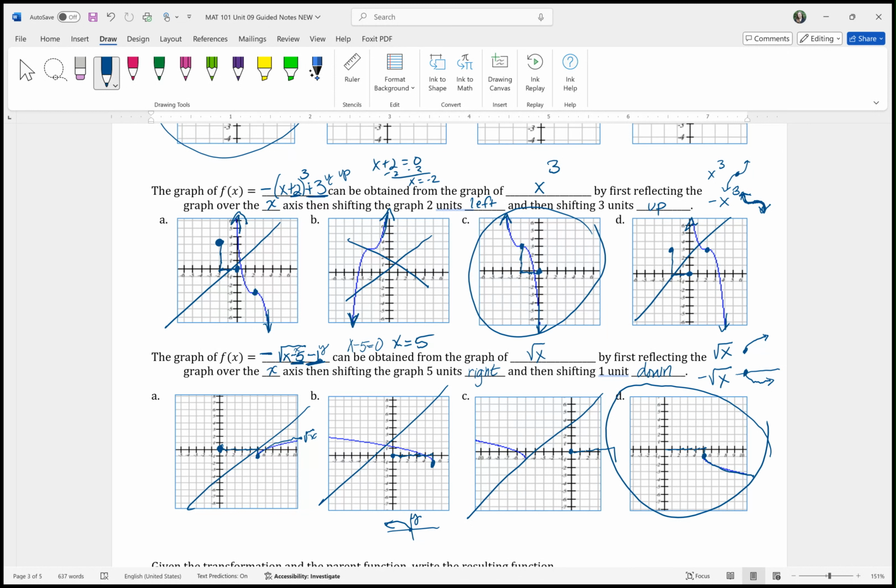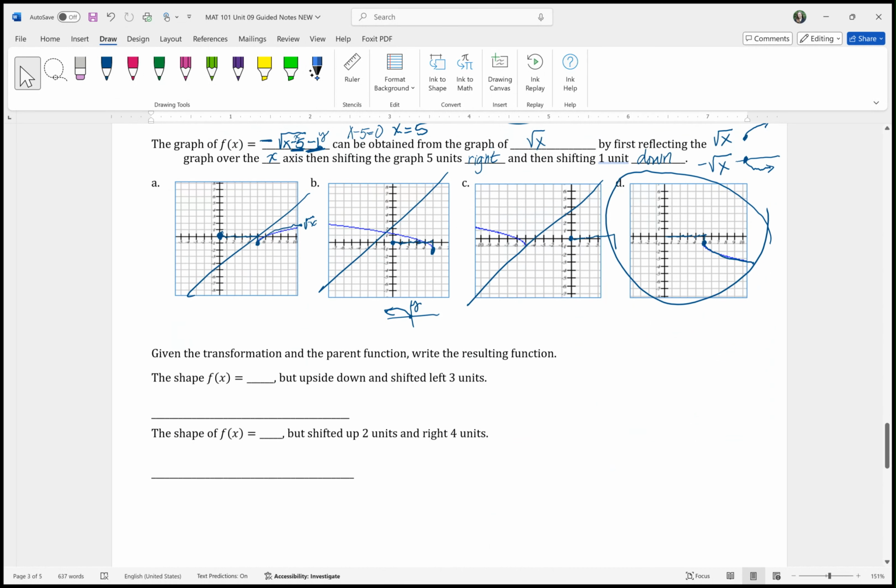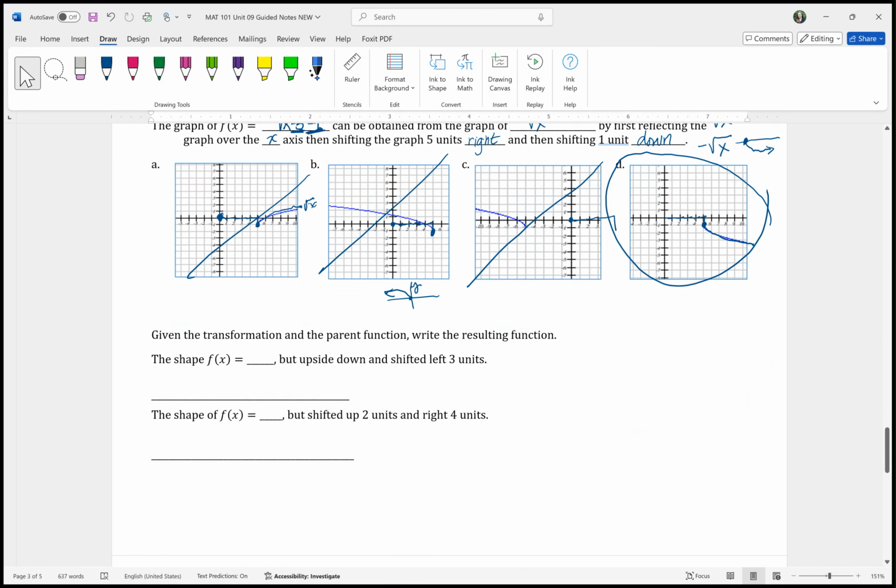And obviously the translations of moving it up, down, left, right, remembering that inside controls the X, outside controls the Y value, okay? All right, let's look at the reverse real quick and see what happens if I tell you what the graph looks like. Can you come up with the actual function itself? Okay, so this is given the transformation and the parent function, write the resulting function. So I'm telling you that the shape of the graph models the shape f of x equals absolute value of x.